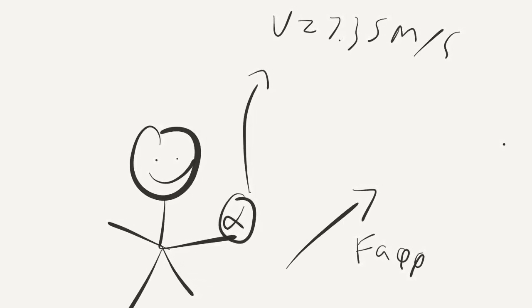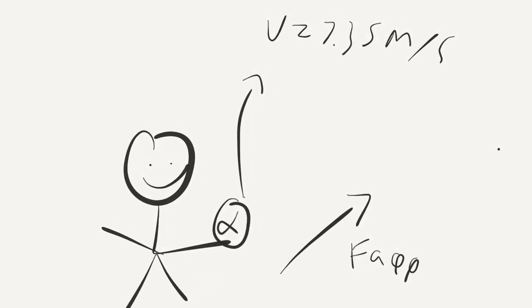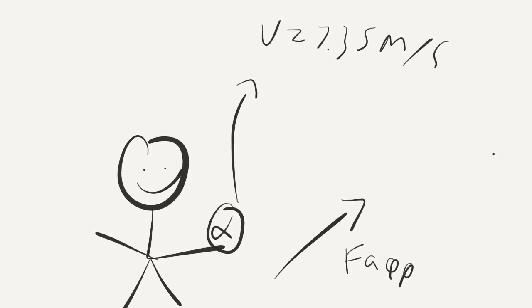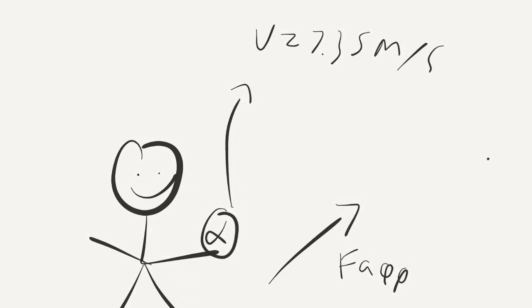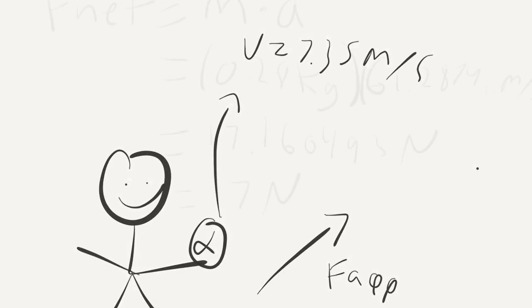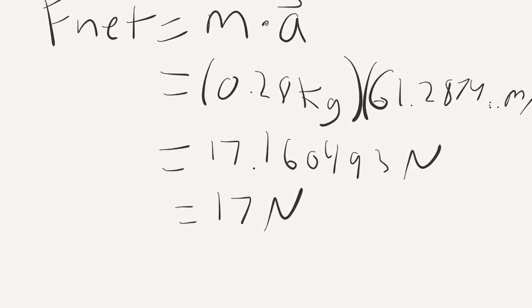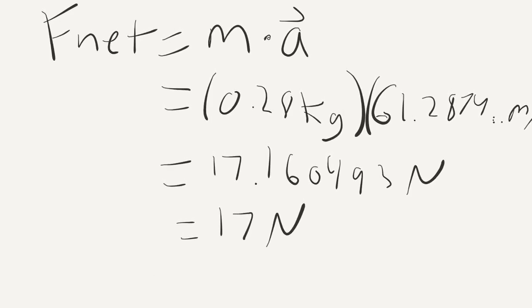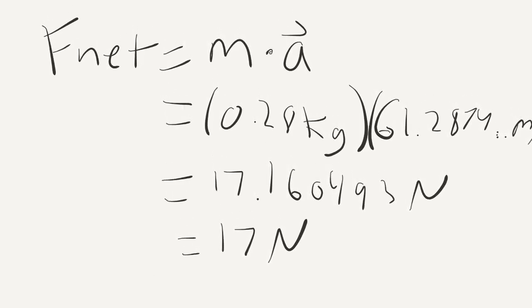When the volleyball is being served, there is a force that is being applied onto the volleyball by the server. This causes the ball to accelerate to the point where it has a speed of 7.35 meters per second, which is the speed when it leaves the hand of the server. By substituting the instantaneous acceleration and the mass of the volleyball used, I can find the force being applied onto the volleyball.